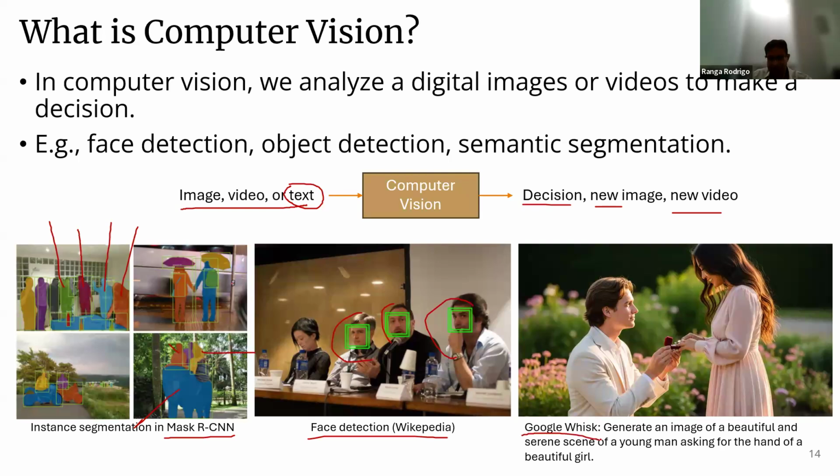Okay, so this is a generation example. I used Google Whisk for that. So I typed a prompt, so that is text: generate an image of a beautiful and serene scene of a young woman asking for a young man. Yeah, so that's a beautiful image. It's a generated image. Image generation is extremely advanced now. So examples are face detection, object detection, semantic segmentation. All these things are examples of computer vision.